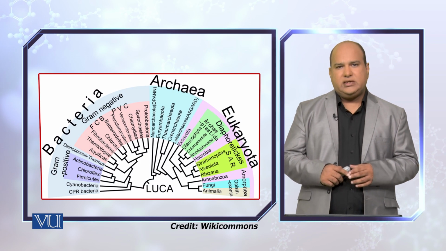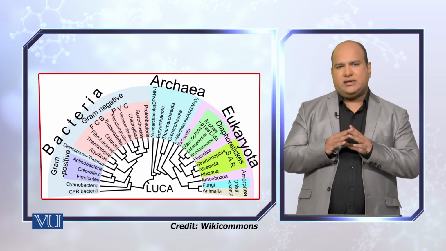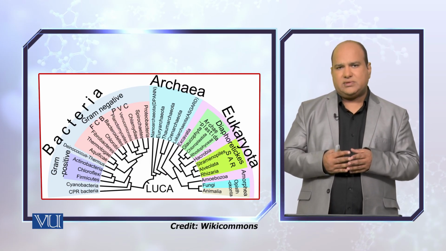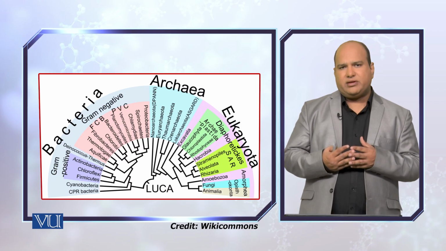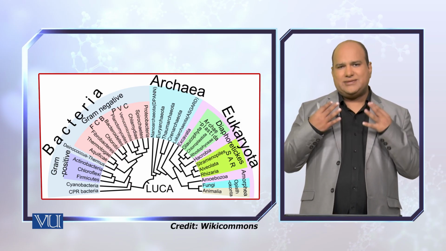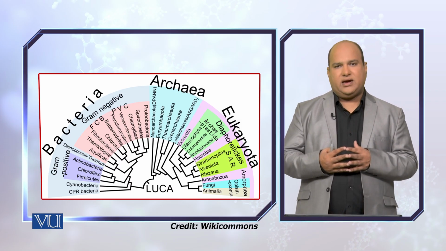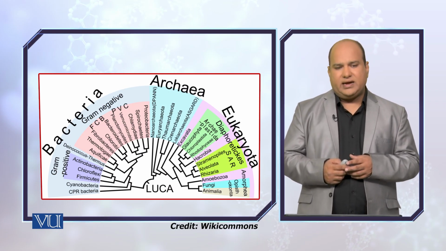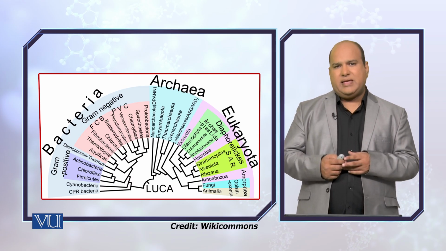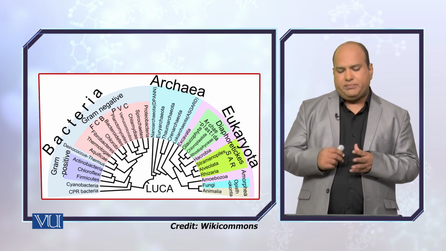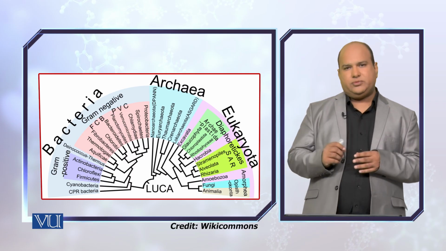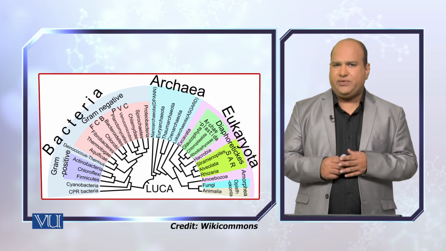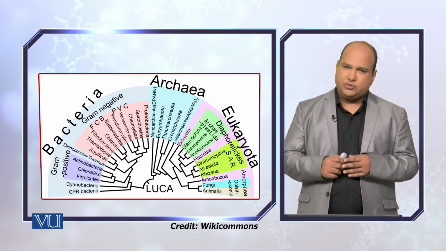If you see the mega classification of the living systems, you can divide living organisms into three major categories. One is the bacteria, another is the archaea, and the third is the eukaryotes. Bacteria and archaea are different from eukaryotes. Can you tell why? What is the major difference? It must not be a difficult question. Yes, you are right.